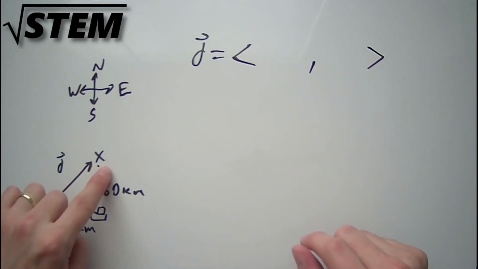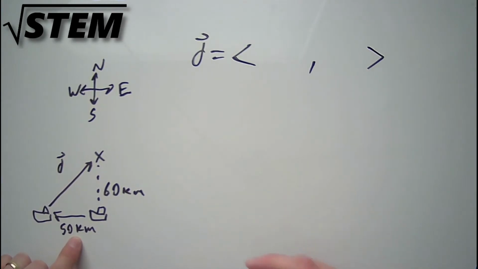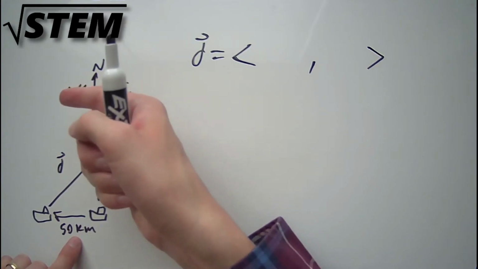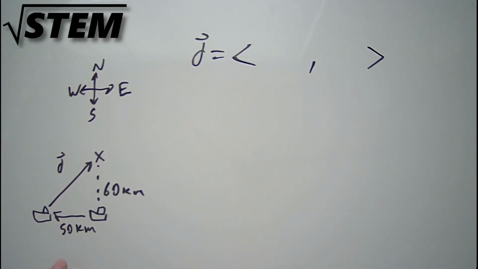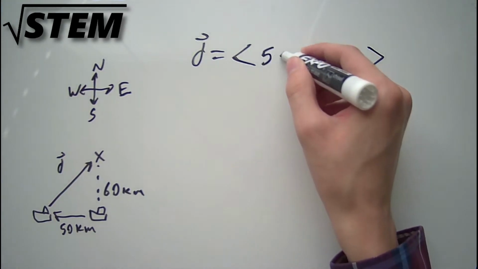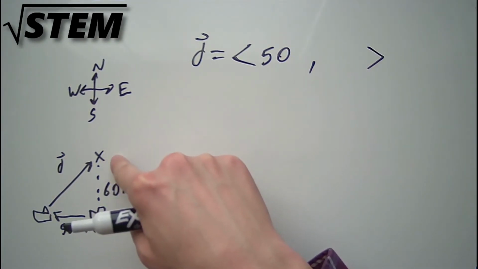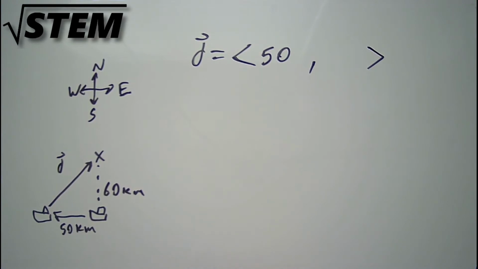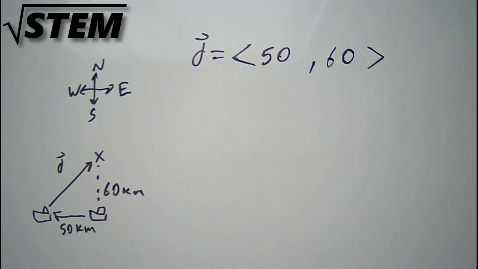Now to get to where we want to go, we need to undo the 50 kilometers that we traveled. If we say that west is negative, we would need to travel a positive 50 kilometers to undo being blown off course. This is going to be 50 in our x direction, and then we still need to go 60 kilometers north to get to our destination. So in our y component, we're going to have 60.